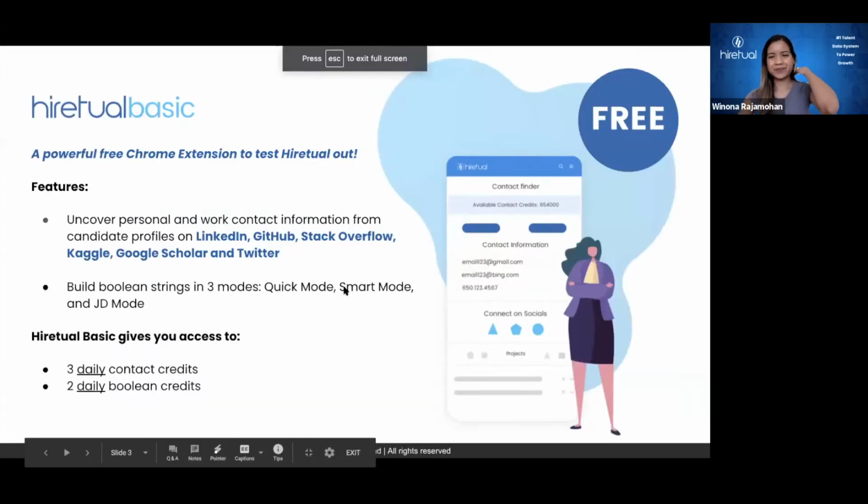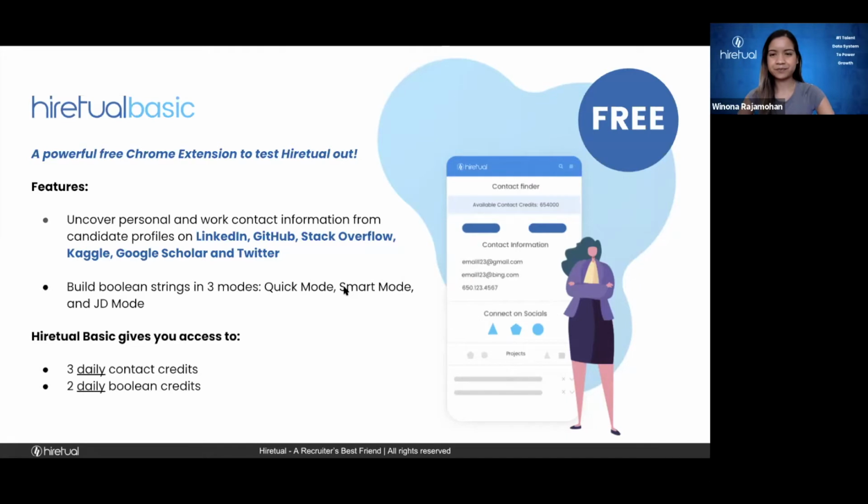Okay, so this is our Hiretual Basic. Pretty much it's our free Google Chrome extension, and it just allows everyone to test out the product and get a better feel of what Hiretual can offer. It has two features: the contact credits and the Boolean credits. Overall, it allows you to uncover personal and work contact information from candidates' profiles on LinkedIn, GitHub, Stack Overflow, Kaggle, Google Scholar, and Twitter. So you'll be able to access all that information in the same area.